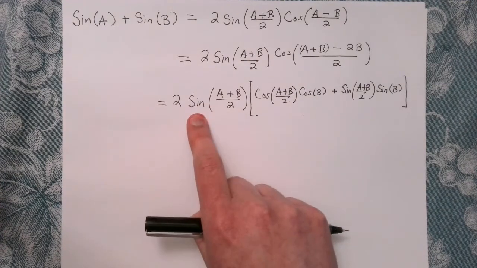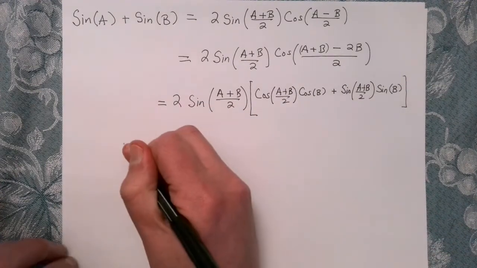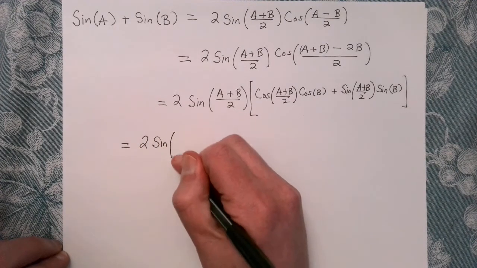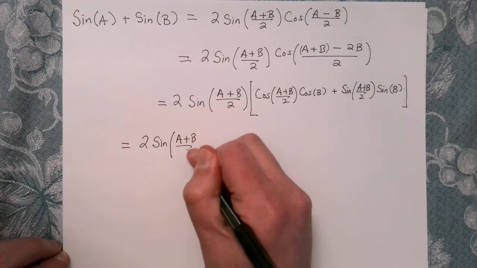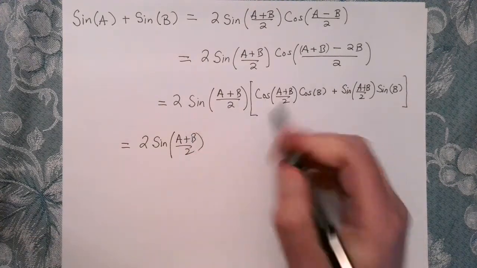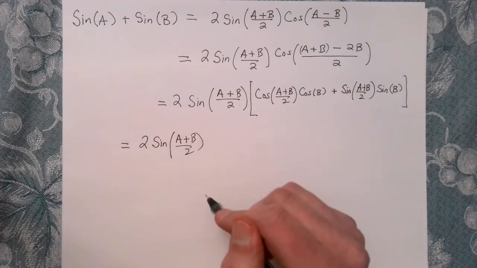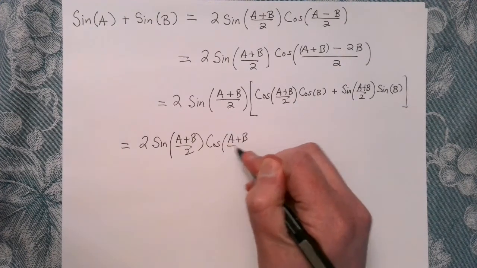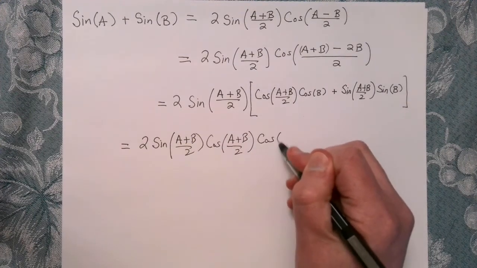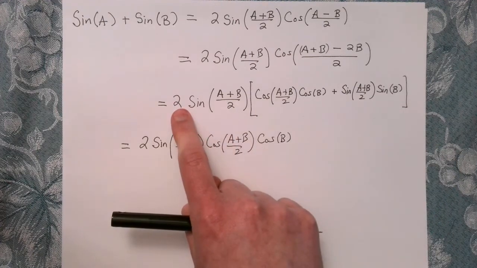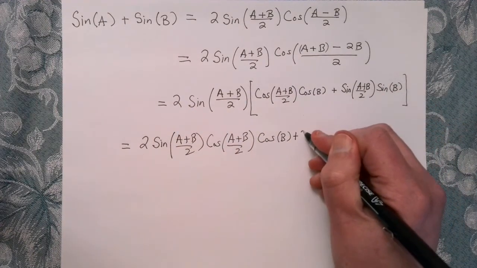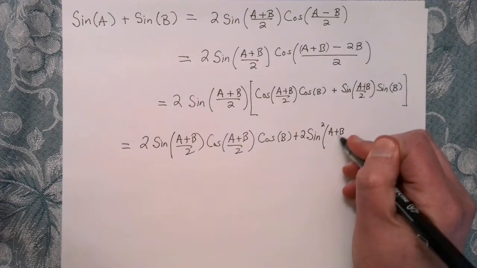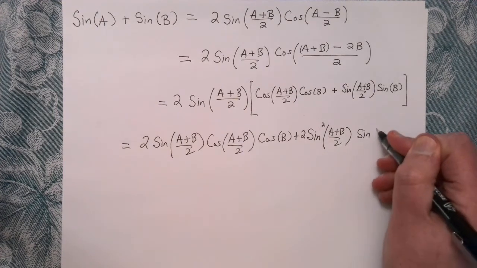That seemed pretty nice, so let's go ahead and distribute this over both terms. This times this gives me 2 sine of a plus b over 2 times the cosine of a plus b over 2 times the cosine of b. That seems good. And then multiplying this times this, it looks like 2 sine squared of a plus b over 2 times the sine of b.